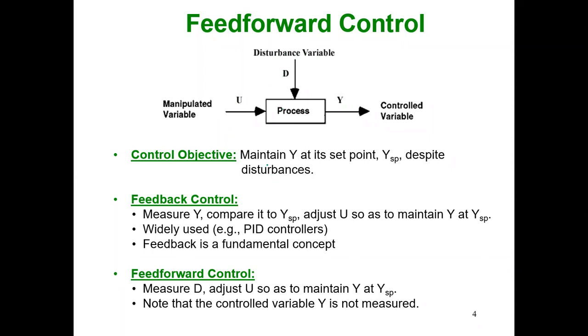And the control objective is what? We have to maintain the Y at its set point, some Y of SP, despite the disturbances. So this may be constant and may start changing, okay?